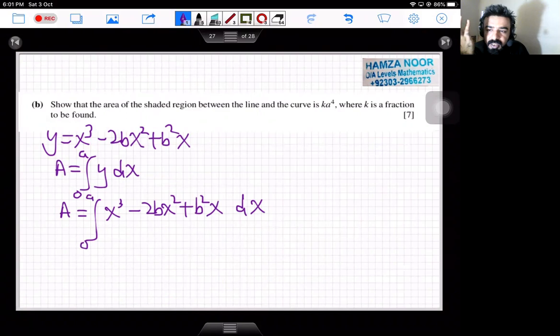So now we are starting the integration process, so we don't need to show this integral sign and we don't need to show this dx. We will only show the brackets.